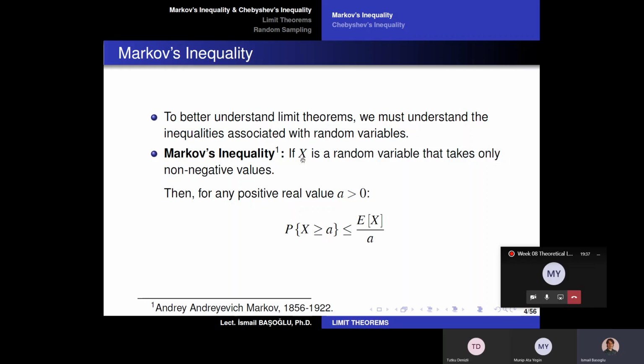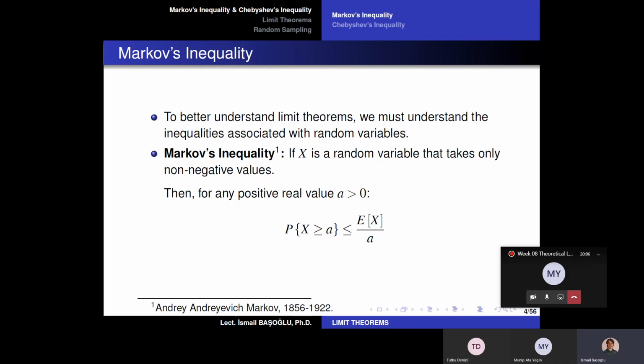The only rule is this. It is not going to take negative values. Okay. So x is a non-negative random variable. In that case, it says for any positive real value a, the probability of x being greater than a, which is the tail probability, can never be greater than the expected value of x divided by a, it says.